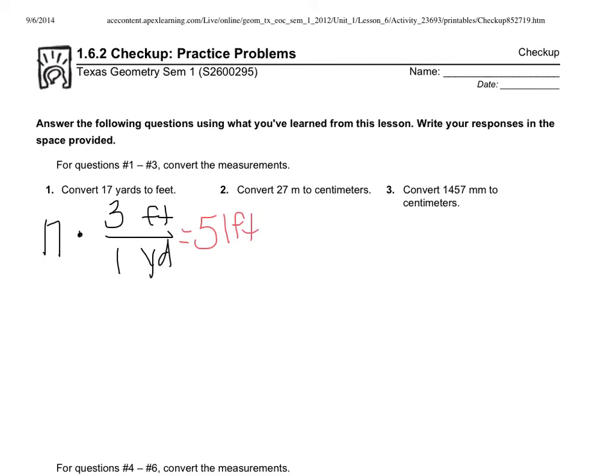Number 3, we're converting from millimeters to centimeters. So we have 1,457 millimeters. We're converting to centimeters from millimeters. And we know that 1 centimeter is equal to 10 millimeters. So I'm going to multiply 1457 times 1 divided by 10, and I'm going to get 145.7.